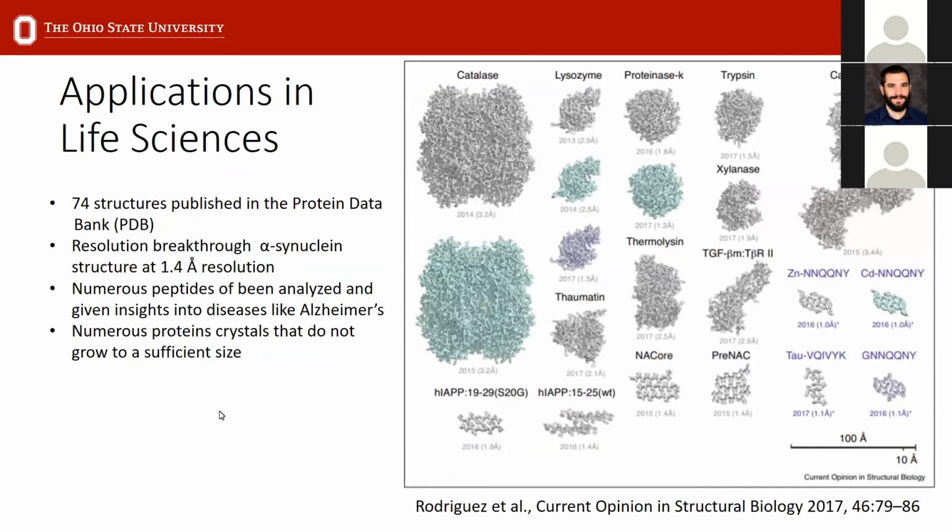As I already mentioned, in the life sciences, there are 74 published structures in the Protein Data Bank. The method MicroED gained a lot of attention with the breakthrough resolution of a peptide, alpha-synuclein, that had a resolution to 1.4 angstroms. Since then, there have been numerous peptides and proteins where the structure was determined, and the method has given insights into diseases like Alzheimer's, where other methods like X-ray crystallography could not be of use because the crystals could not be grown to an appropriate size.